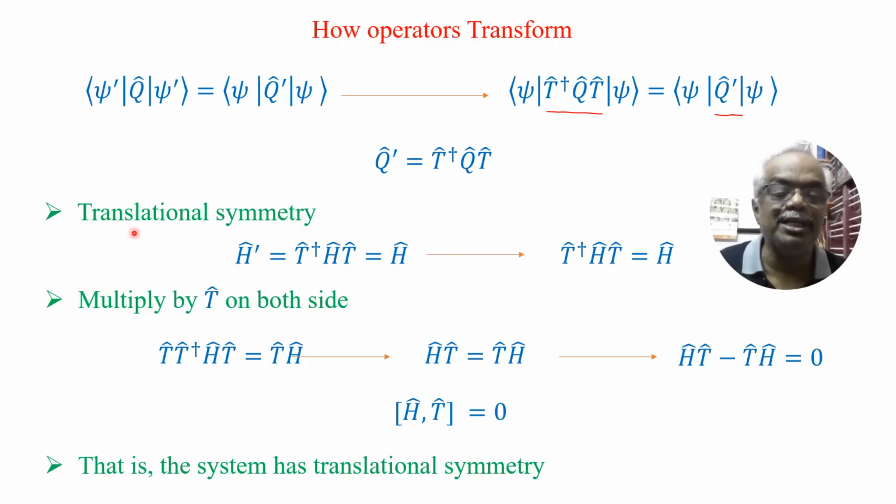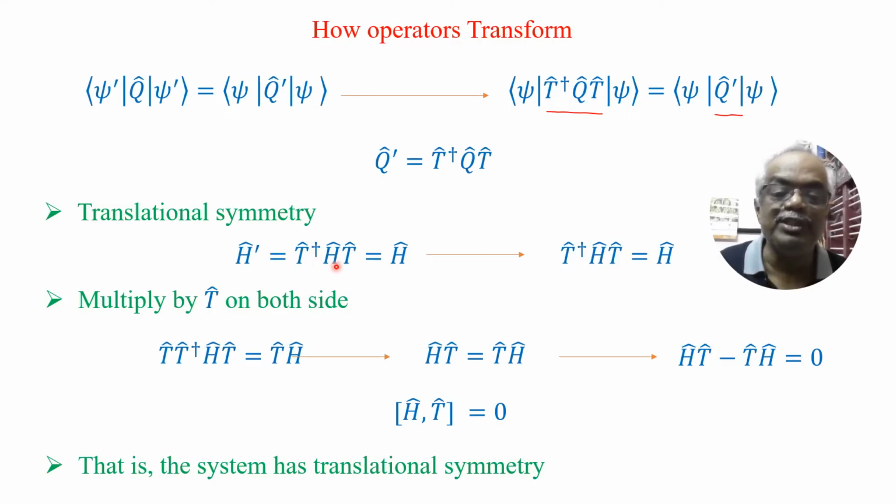So now we can see the translational symmetry. Let H prime, like here H prime instead of Q prime, you take H prime, which is equal to T dagger H T.